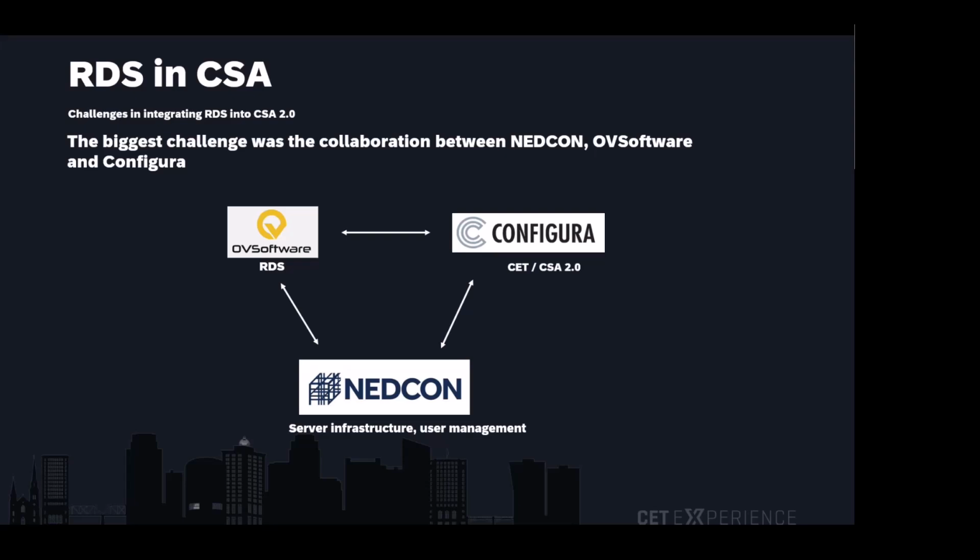And at the beginning of the presentation, I started to talk about RDS, the Rack Design Software. We have it now integrated. But it was a big challenge for us to put it together. The biggest challenge was to bring three companies together. The first one is OV Software. They design and program RDS. The second one is Configura with CET and our CSA tool. And the third one was Nedcon, of course.